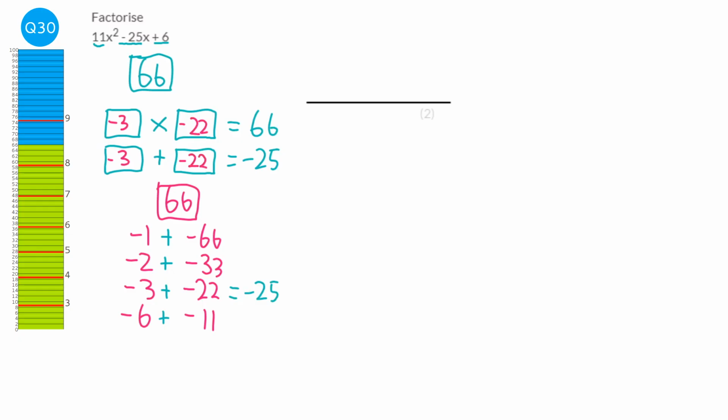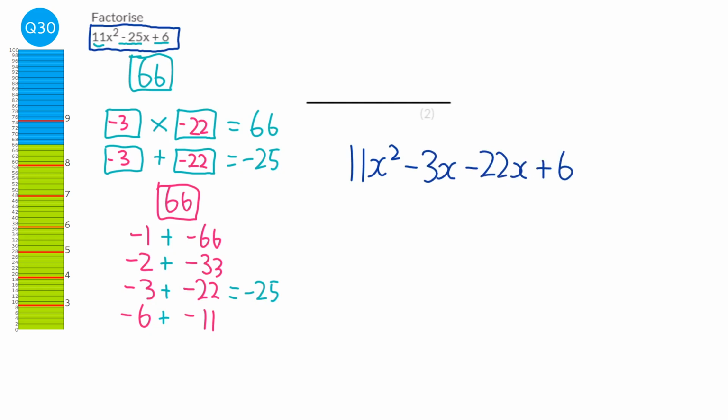Now it seems like a lot of effort so far, but there is wisdom to this, because what I'm going to do now is rewrite this, but instead of minus 25x, I'm going to split it up into minus 3x, minus 22x. There's the minus 3 and the minus 22 that we've just found, and then plus 6.